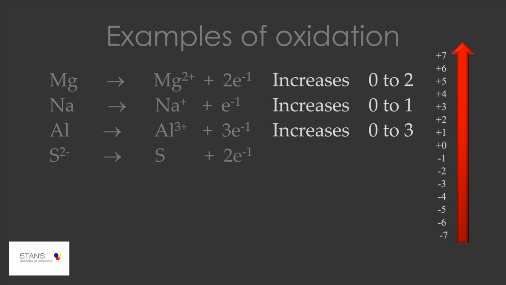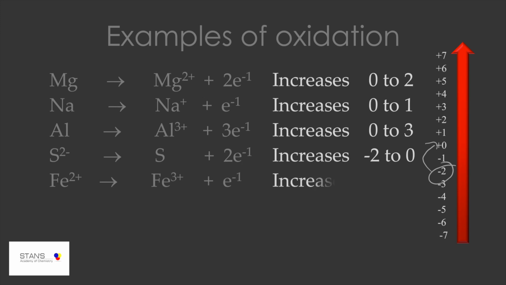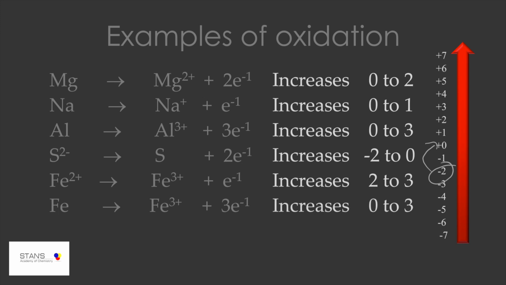Sulfide ion has an oxidation number of -2, and the -2 value changes to 0. There is an increase in oxidation number. Fe2+ changes to Fe3+. There is an increase in oxidation number from 2+ to 3+. Fe changes to Fe3+. Again, there is an increase in oxidation number. Therefore, the process is oxidation.